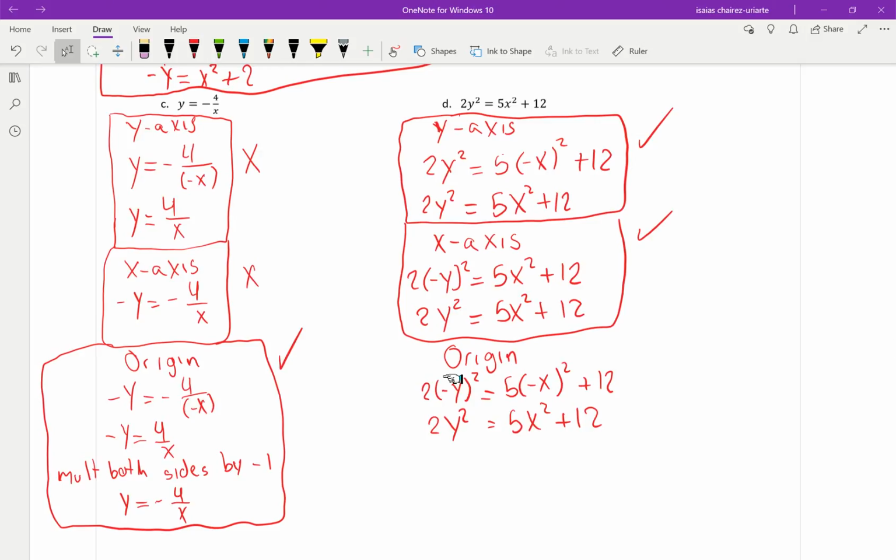Okay, and the simplified form that I get after replacing x with negative x and y with negative y looks identical to the original equation I started with. So that means that this has symmetry with respect to the origin as well. It's a very symmetric graph. This has symmetry with respect to everything: y-axis, x-axis, and the origin.